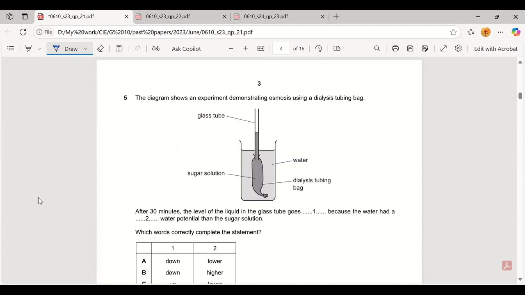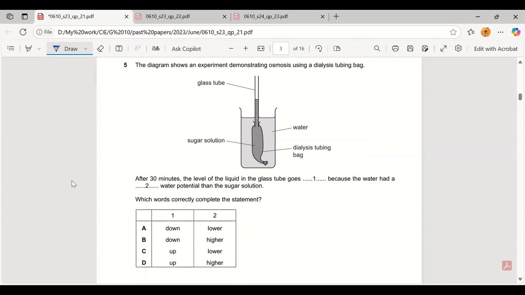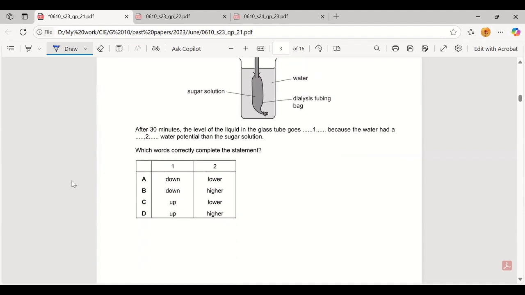The diagram shows an experiment demonstrating osmosis using a dialysis tubing bag. Okay, and there is a sugar solution inside the bag. After 30 minutes, the level of the liquid in the glass tube goes up, so the answer is C or D. Okay, which one is correct? Because the water had a high water potential, so the answer is D. Yes.